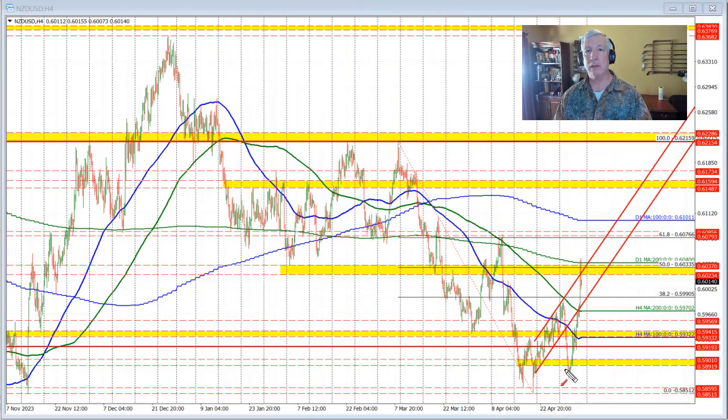After a rotation down at the beginning of the trading week that saw the price move toward our low prices from not last week but the week before, the price started to move back to the upside in the New Zealand versus US dollar this week, first getting above the 100 bar moving average. That's the blue line in this chart. Then getting above the 200 bar moving average on the 4-hour chart. That's the green line in this chart.